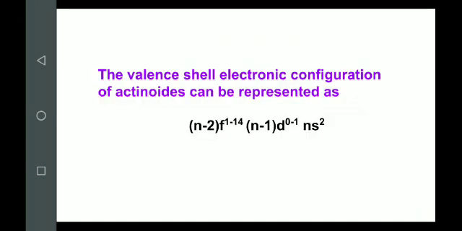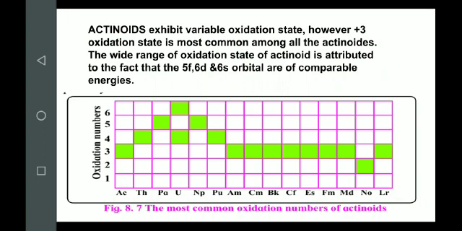This is the valence shell electronic configuration of actinoids, which is the same as that of lanthanoids. Your outermost shell contains 2 electrons, then the penultimate d orbital may or may not have 1 electron, then your pre-penultimate f orbital may contain the remaining valence electrons.